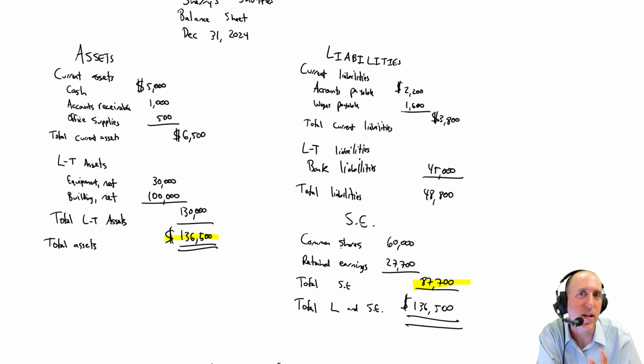And I made a mistake. And this is the reason I'm telling you the story, because I don't want you to make the same mistake I made. I said, oh, geez, I know these two numbers have to match. Assets has to equal liabilities plus shareholders' equity.